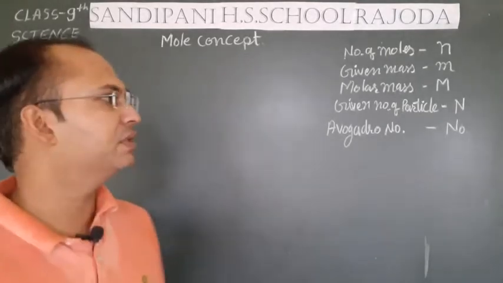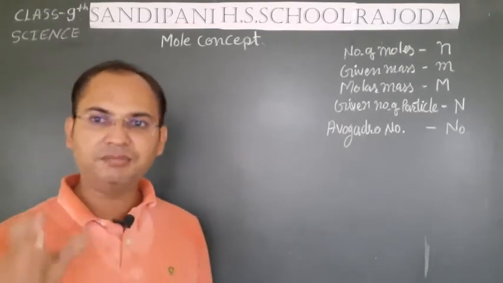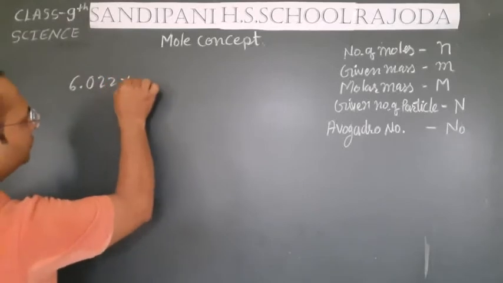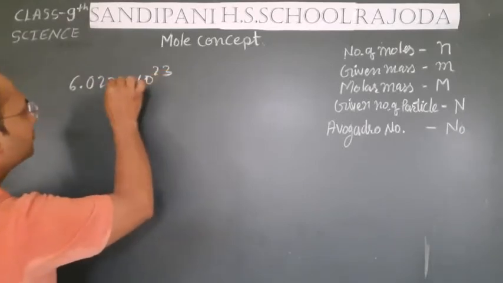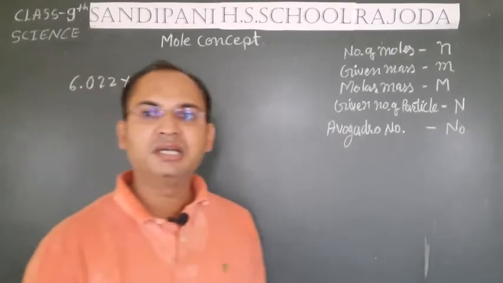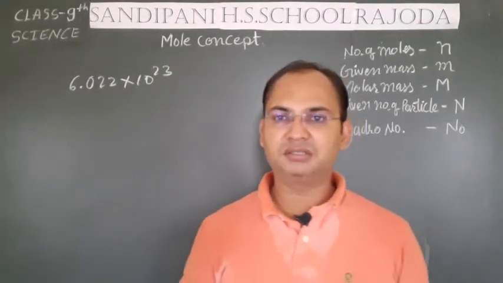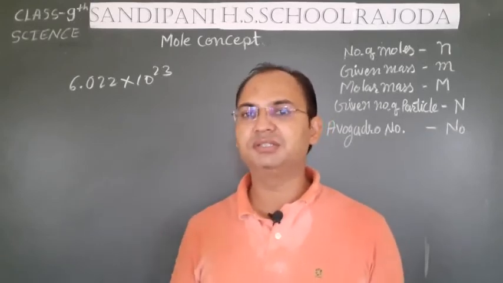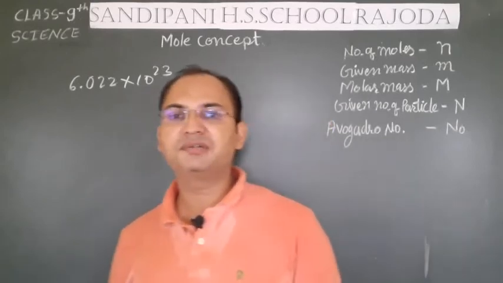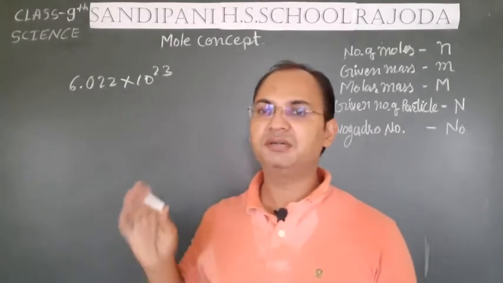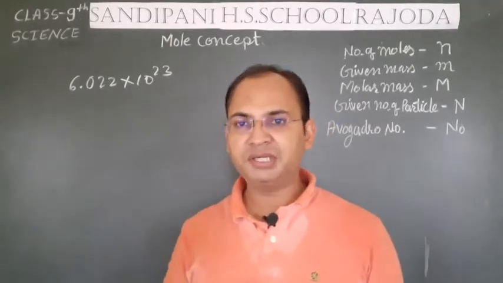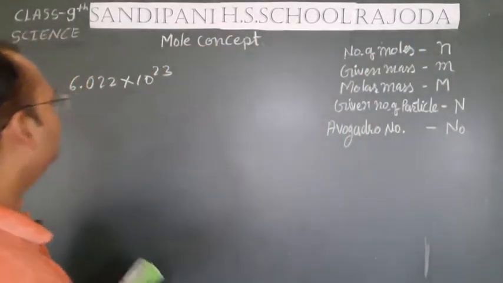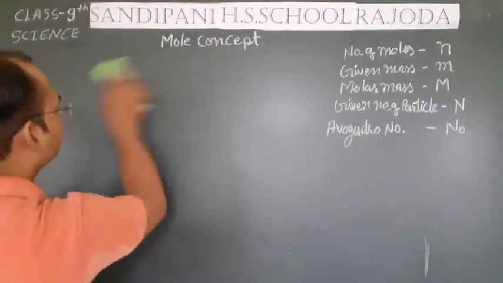Before starting this topic, always remember the mole number, that is 6.022 into 10 to the power 23. This number is also known as Avogadro number, because Avogadro was the first scientist who calculated this number. So, in respect of Avogadro, the name of this number is also Avogadro number as well as 1 mole. Let's start now, students, how to calculate the number of moles.